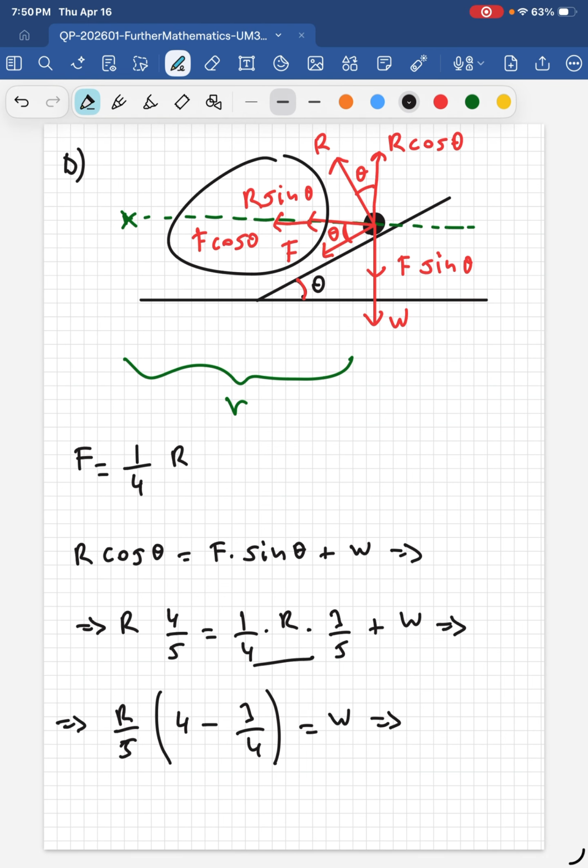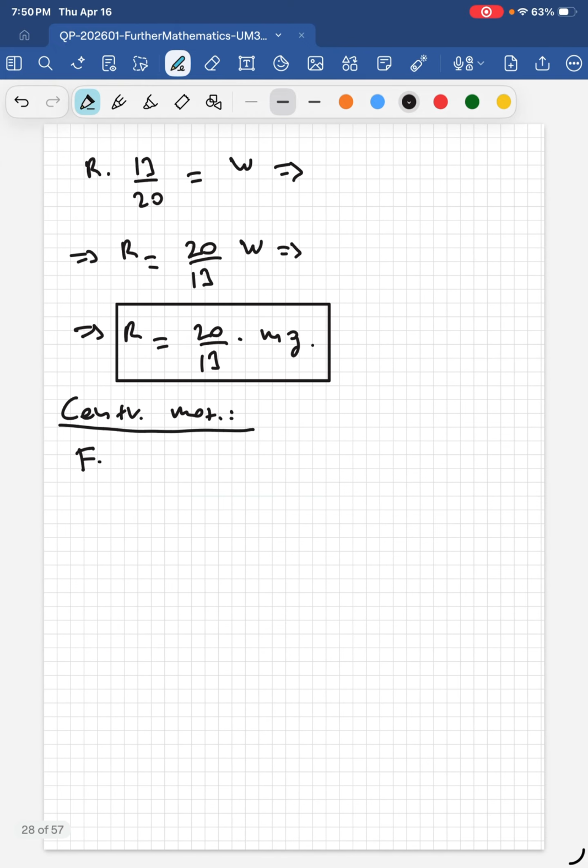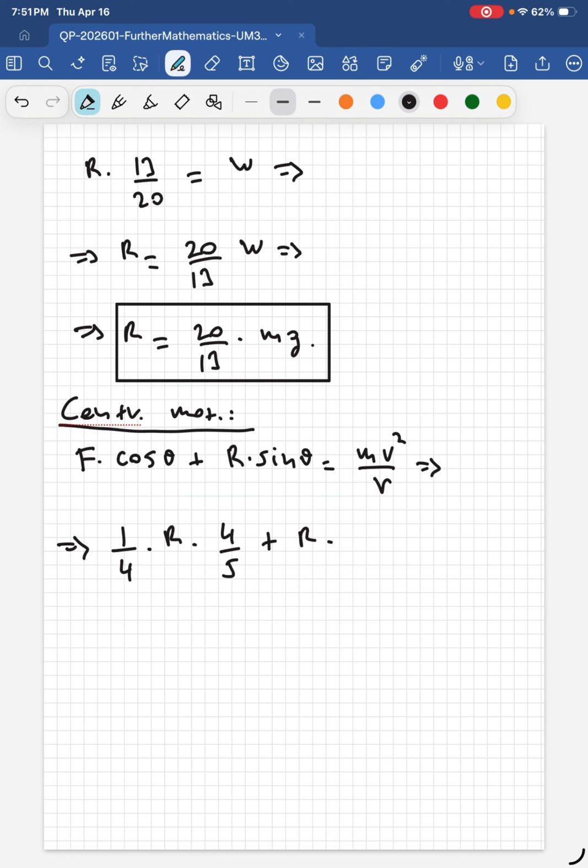These two components added are equal to mv²/r. So F times cosine theta plus R times sine theta is equal to mv²/r. Now, F is 1/4 times R times cosine theta, which is 4/5, plus R times sine theta, which is 3/5, is equal to mv²/r. Stay with me. I promise this works out.